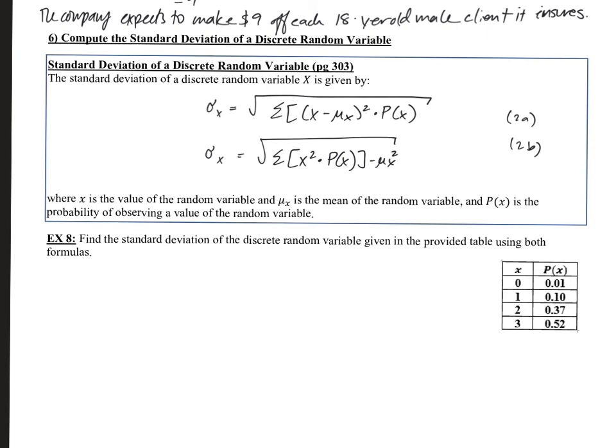For example 8, find the standard deviation of the discrete random variable given in the provided table using both formulas. So actually, due to the amount of space that I have here, we're just going to use the first formula. But if you'd like to, you could go ahead and try using the second formula by yourself and see if you can compare the answers and see if they come out the same.